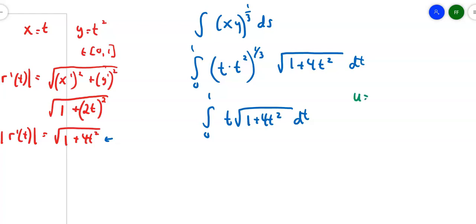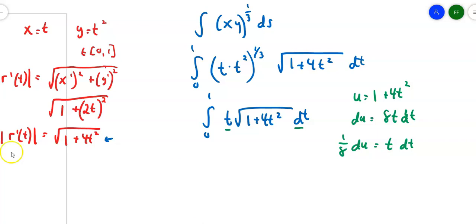All right, this time we'll let u be what's under the radical, 1 plus 4t squared. Therefore, du is going to be 8t dt. Well, I don't need 8t, I just need 1t dt, right? Because here's my t, here's my dt. So let's multiply by an eighth. 1/8 du equals t dt. The other thing that I have to do is reevaluate those limits of integration. So my limits of integration in terms of t are 0 to 1. Well, what are they now in terms of u?